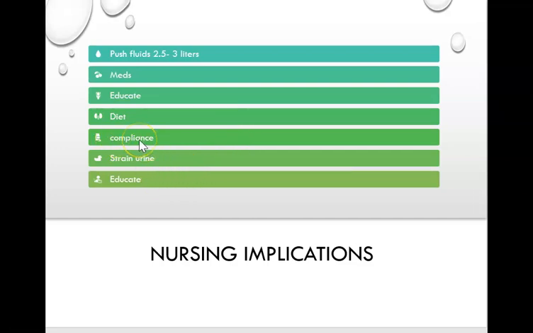Compliance to their regimens, if they have UTI as a result of this, because think about the urinary stasis, they could be on antibiotics at home, so make sure that they're being educated on compliance with that, and then to strain their urine. And I really can't stress education enough with these patients.